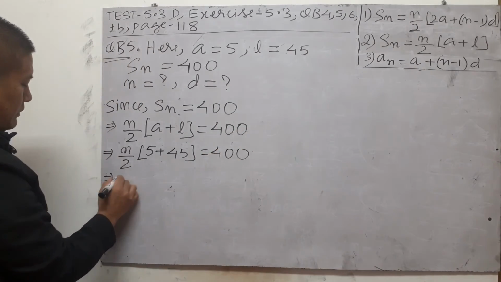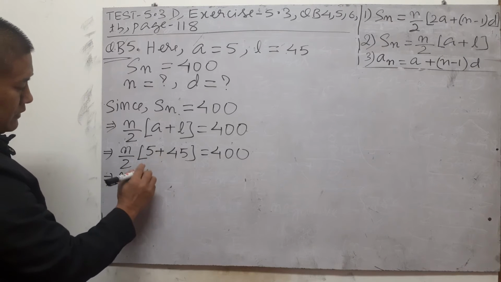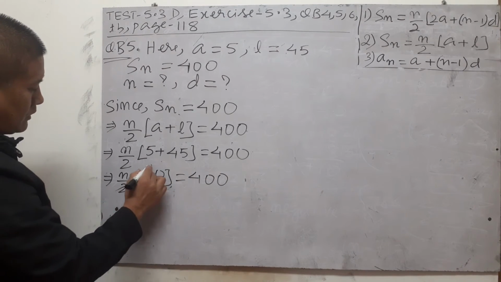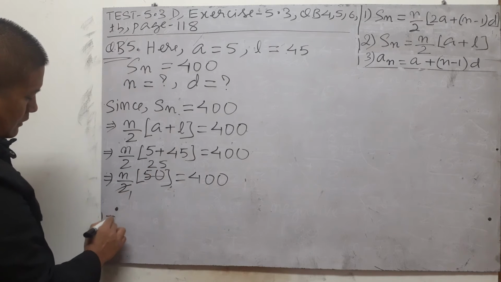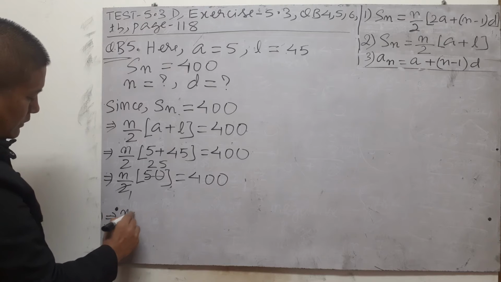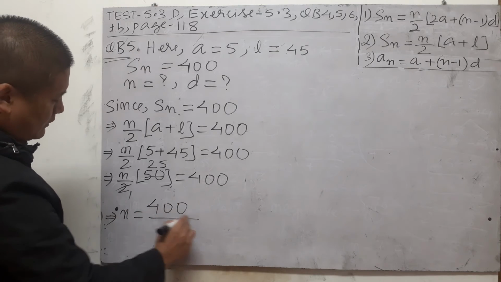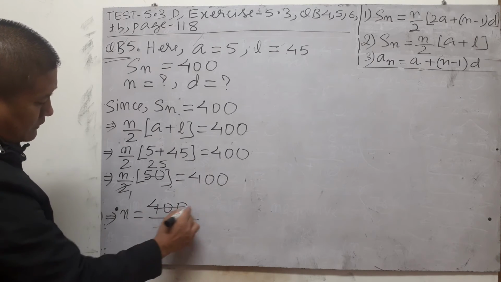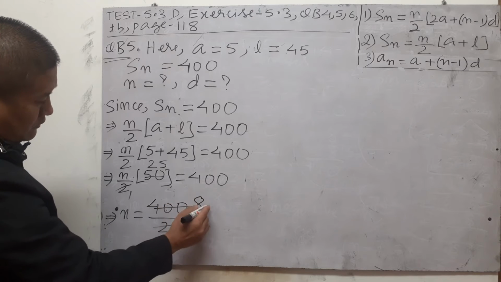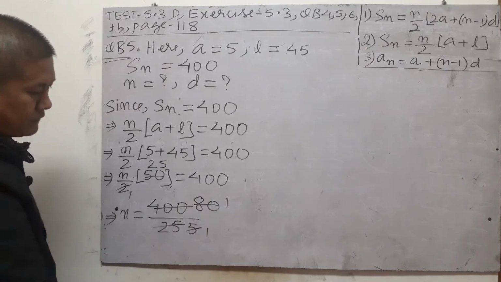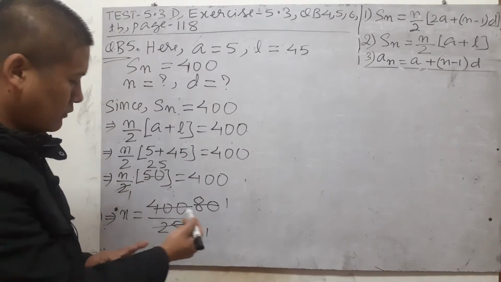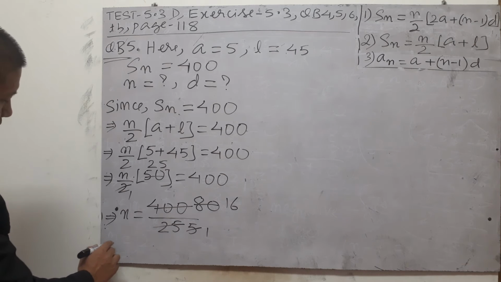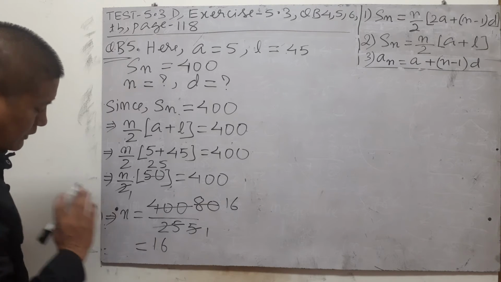400 equal to n by 2 into 45 plus 5, which is 50. So 2 ones are 2, 2 twos are 4, 2 fives are 10. So in other words, 2 into 25 is 50. So n will be equal to 400 divided by 25, if you shift this 25 to the right side, it will go to the denominator. So we can do with 5: 5 fives are 25, 5 eights are 40, then 0, so 5 zeros is 0. 5 ones are 5, 5 ones are 5, 6, 7, 8, so 3 remain. The 3 will go to the left of 0 and become 30, so 5 sixes are 30. So here we're going to get n equal to 16 terms.